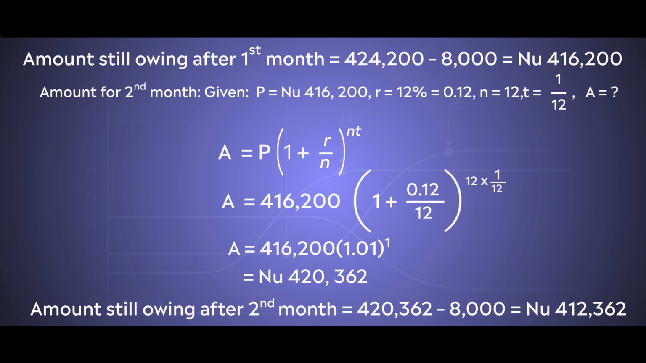When you subtract 420,362 minus 8,000, you are going to get Nultrum 412,362. That will be the balance after the second month.